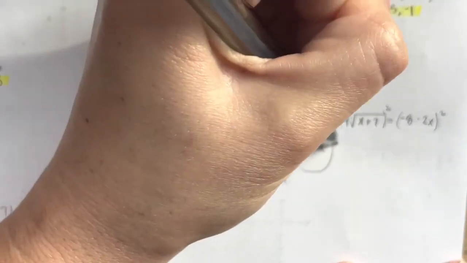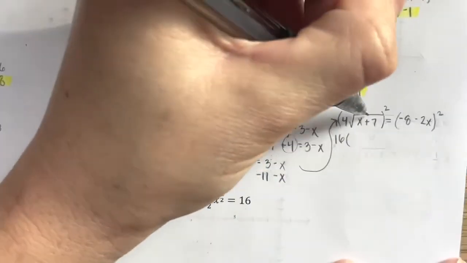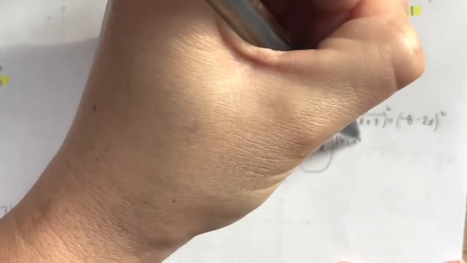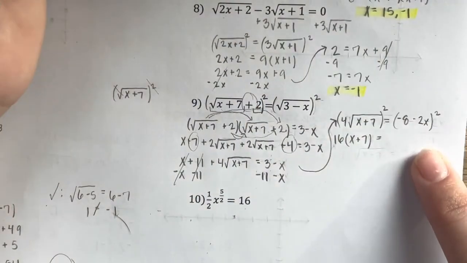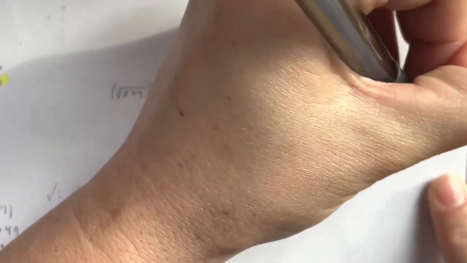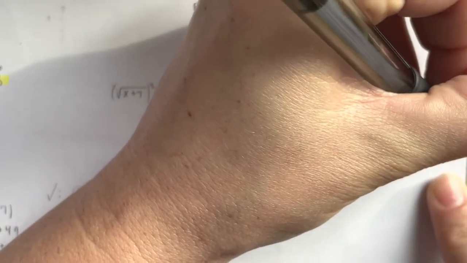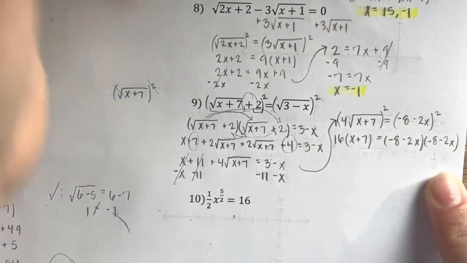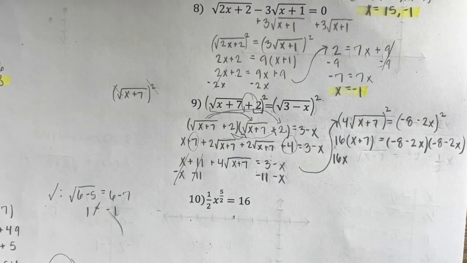And then, if I square the 4, that becomes 16. If I square the square root of x plus 7, that just becomes x plus 7. And then on the right side, I'll have to FOIL that again. So negative 8 minus 2x times negative 8 minus 2x. And then I'll distribute on the left side, so 16 times x is 16x. 16 times 7 is 112.